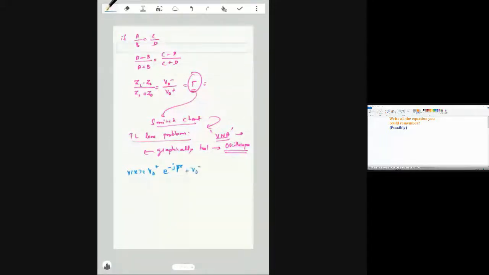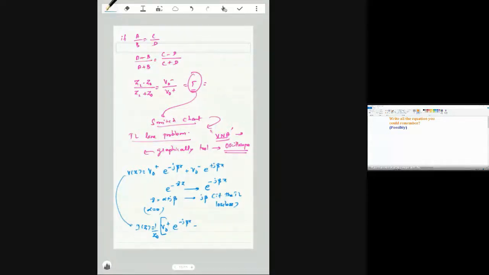So what happens to gamma? e power minus gamma z becomes e power minus j beta z, because gamma is nothing but alpha plus j beta. It becomes j beta if the transmission line is considered lossless, because alpha equals 0. So I can rewrite the voltage and current for a lossless line as V naught plus, and Z naught is there, e power minus j beta z minus V naught minus e power plus j beta z.